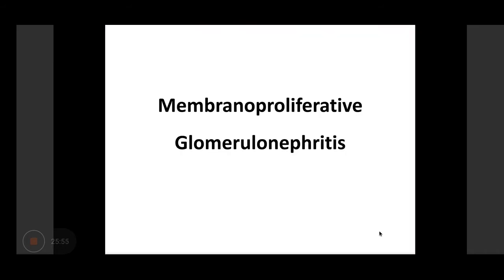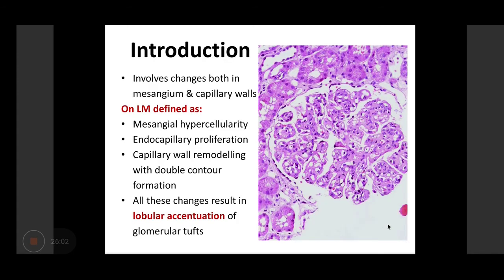Now we come on to your fourth disease, that is membranoproliferative glomerulonephritis. We discussed last time the patterns of injury of the glomerulus, and in that we had discussed that one pattern was membranoproliferative nephritis, right? As I explained to you, this is just a pattern of injury. This does not determine the final diagnosis. The final diagnosis is determined only by IMI. So, what does this pattern of injury look like?